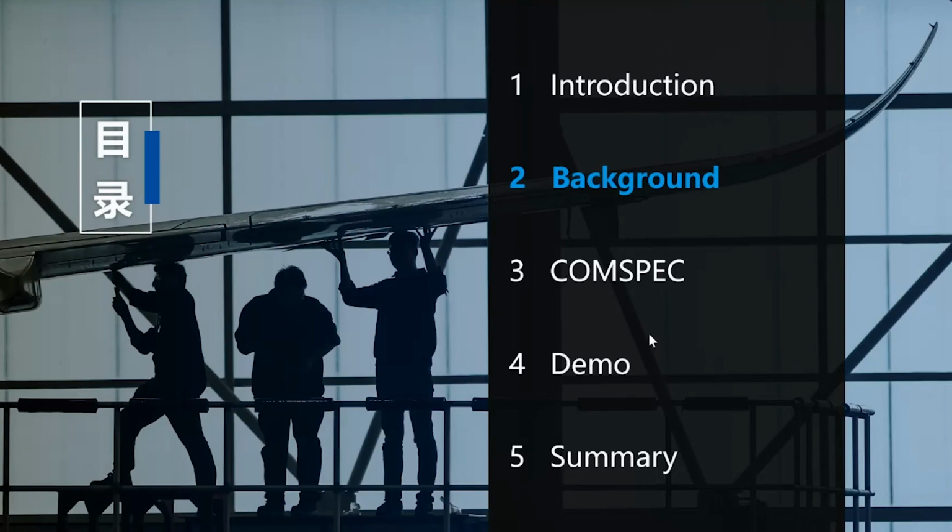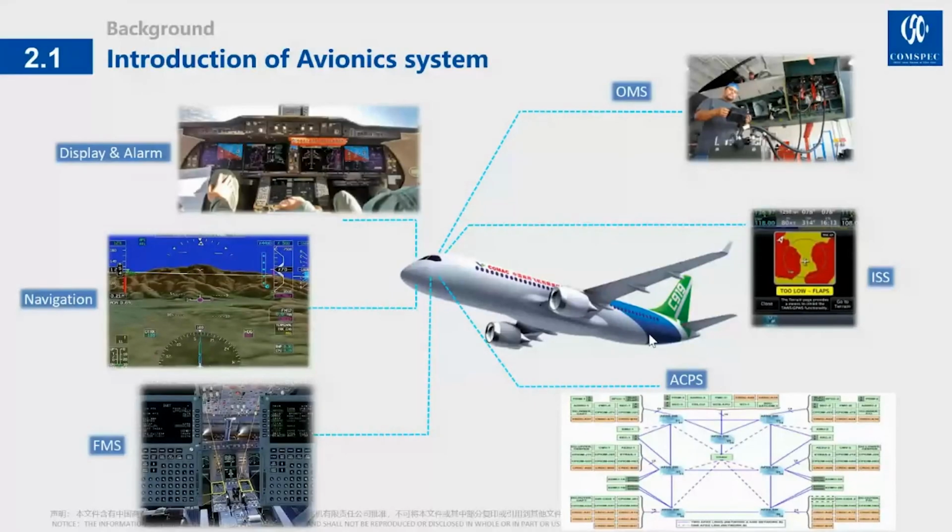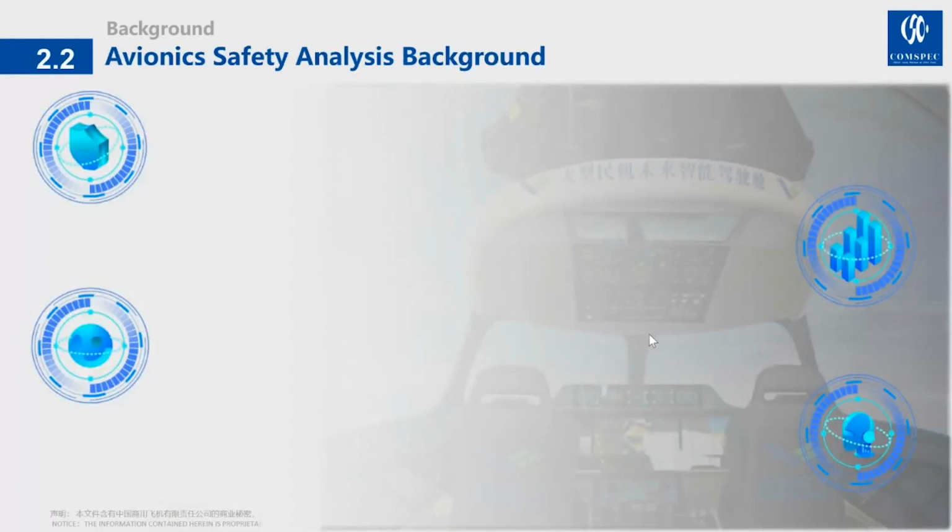First, let's have an overview of the avionics system. It includes display and alarm system, navigation system, integrated surveillance system, flight management system, and avionics core processing system, etc. As we know, safety analysis is an important part of aircraft design. The safety analysis of avionics systems is one of the most challenging parts because it involves highly integrated avionics public resources, in which a large number of core parameters are transmitted.